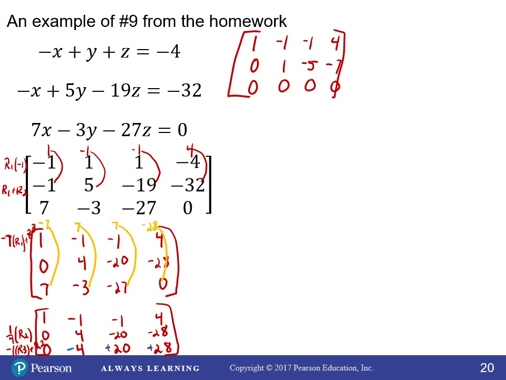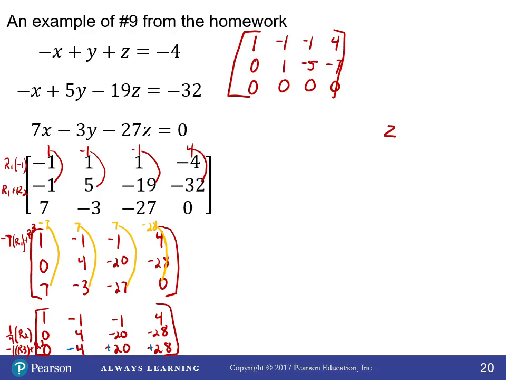Okay, so if we look at this, remember what it said. If you get a row of zeros, that means that z can be any number. So instead of saying z equals something, we're just going to say this is just z. So z is just z. Okay, so that is part of our solution.